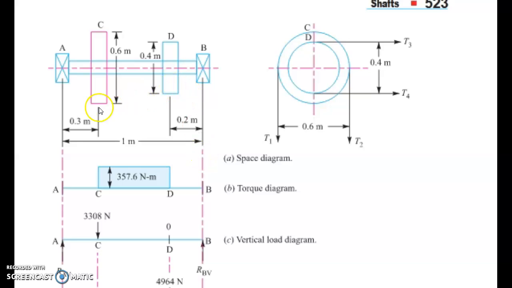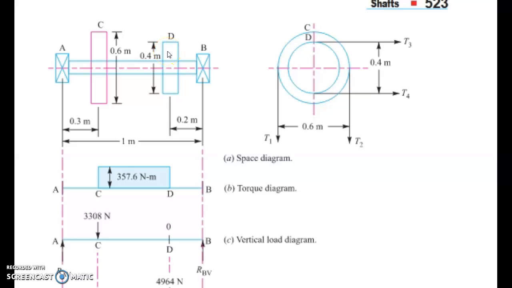On this shaft, there are two pulleys. The first pulley is at point C, another pulley is at point D. Point C, the first pulley, is 300 mm, which we can convert into meters, that is 0.3 meter from the left hand bearing. And another pulley is at point D, that is 200 mm or 0.2 meter from the right hand bearing. The pulleys have diameters of 600 mm and 400 mm respectively.